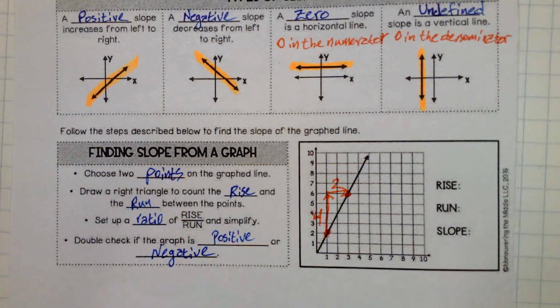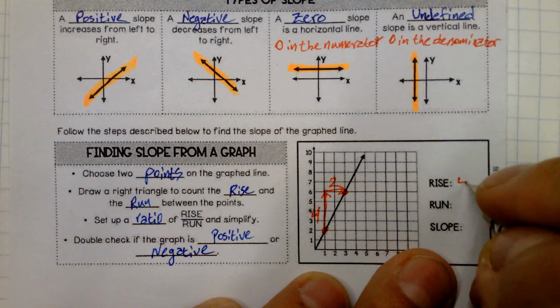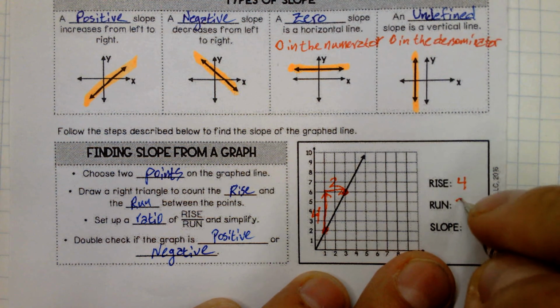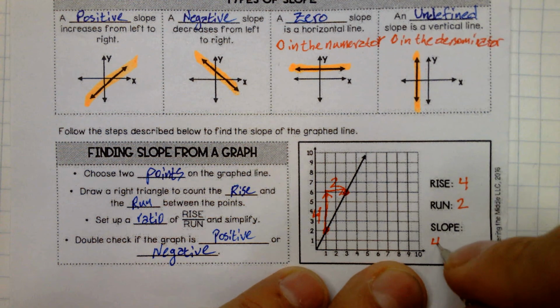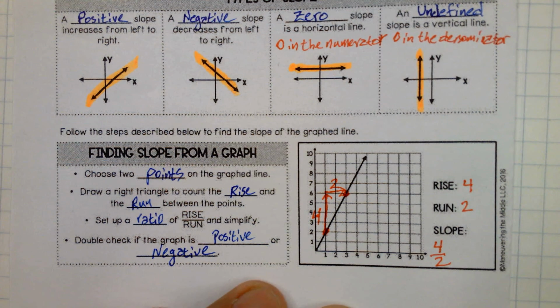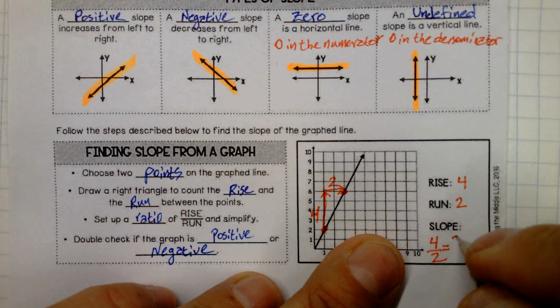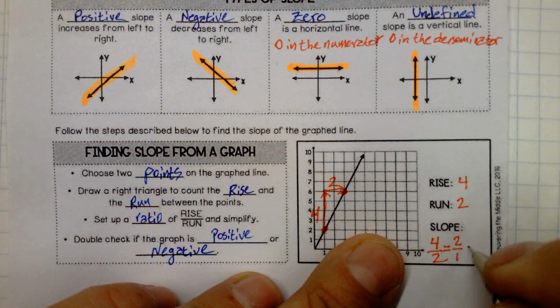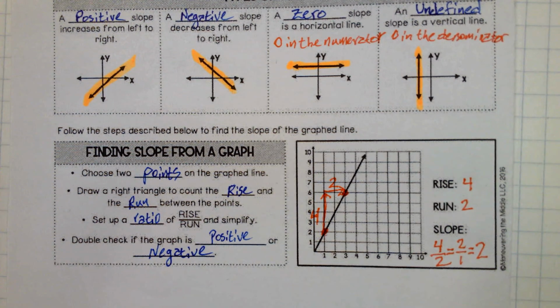So my rise was 4. My run was 2. And my slope is 4, the rise number, over 2, the run number. And that simplifies to 2 over 1, or just 2. So the slope is 2.